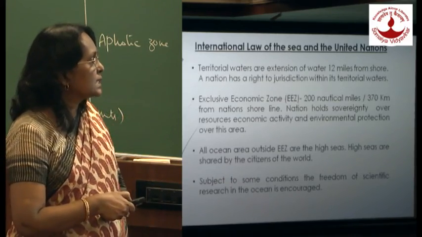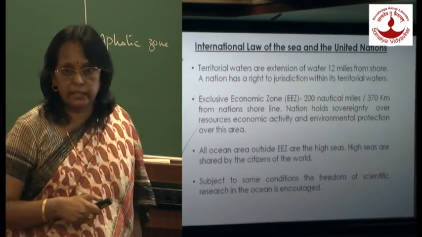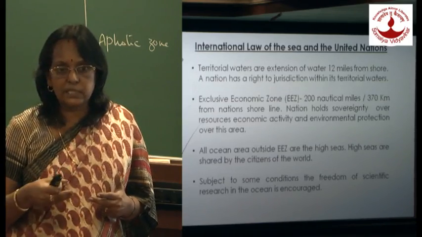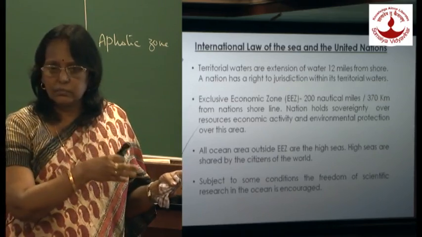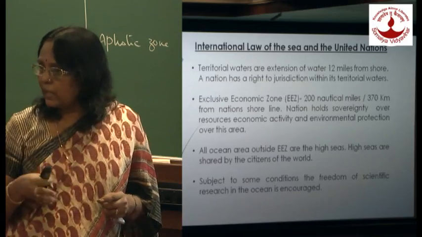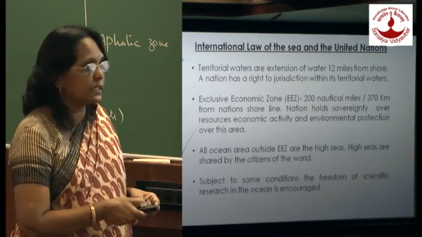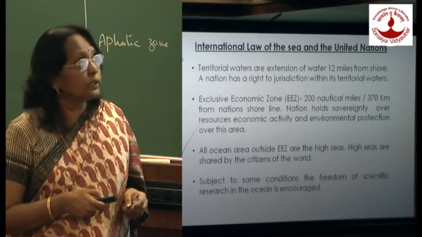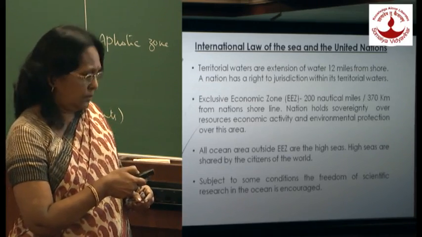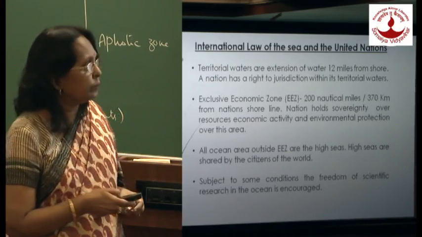And finally, subject to some conditions, the freedom of scientific research in the ocean is encouraged. In case I need to do some research work in some other country's EEZ area, I can be permitted, but then I need to go legally, take permission and go in for research work. So this becomes very important and you all should know what the EEZ is.